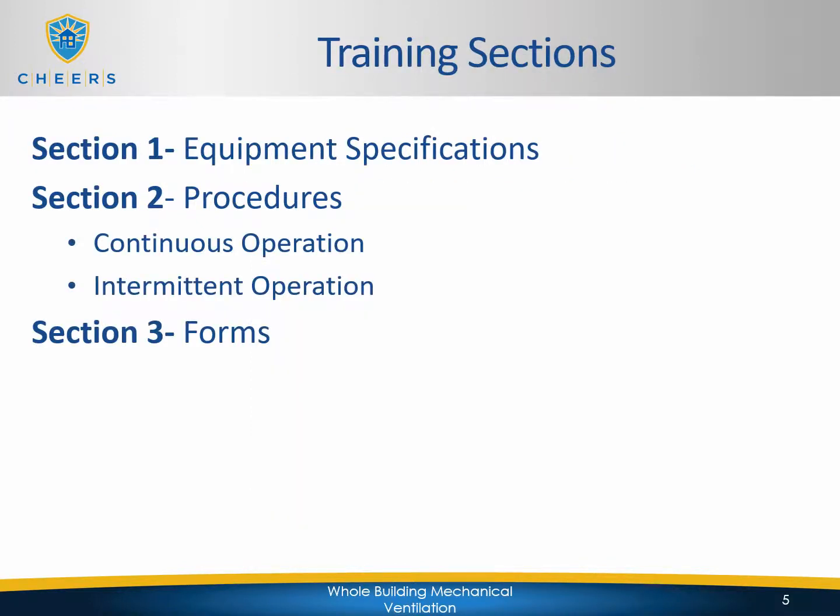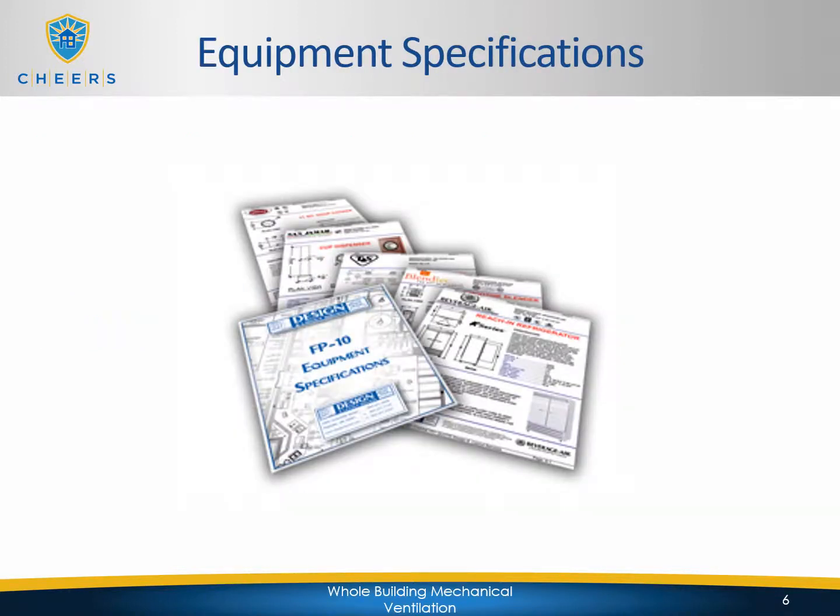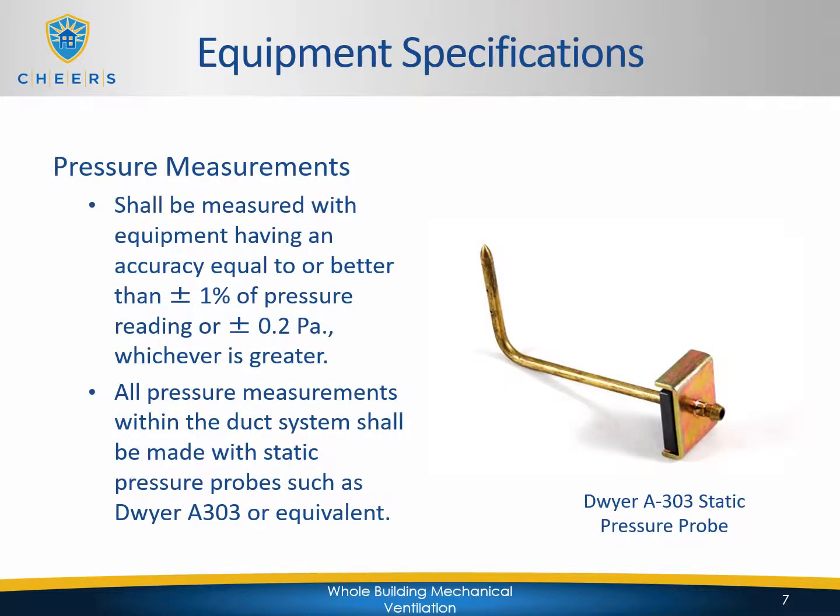These are the sections that we'll be covering in this particular PowerPoint. So let's get started with the equipment specifications, just like we did in the other sections previous to this one. Anytime you take a pressure reading for mechanical ventilation, pressure shall be measured with equipment having an accuracy equal to or better than plus or minus 1% of pressure reading, or plus or minus 0.2 pascals, whichever is greater.